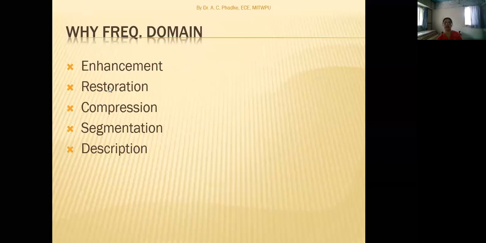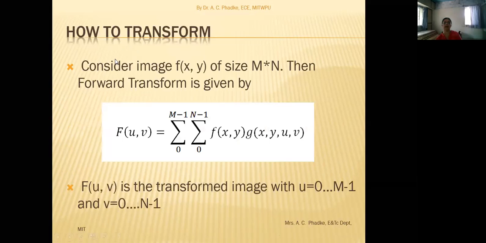and then we can display the image. So if we have an image which is corrupted by particular frequency noise, we can easily handle it in frequency domain by using restoration techniques in frequency domain. That is why we need frequency domain of images. Now let us see how we can transform the images.